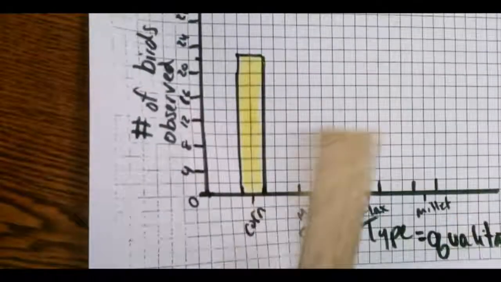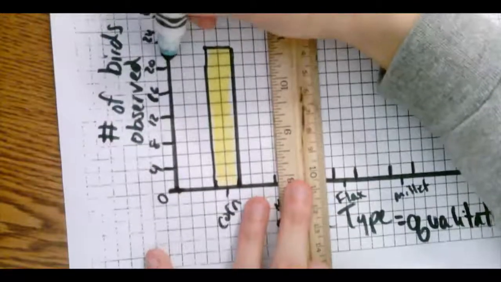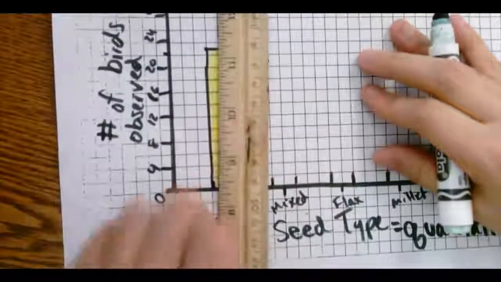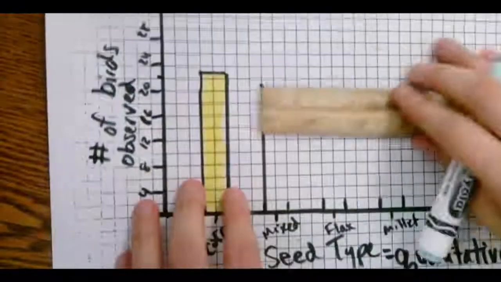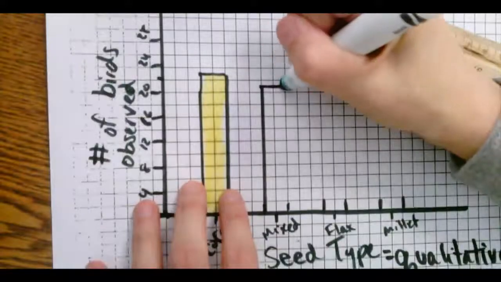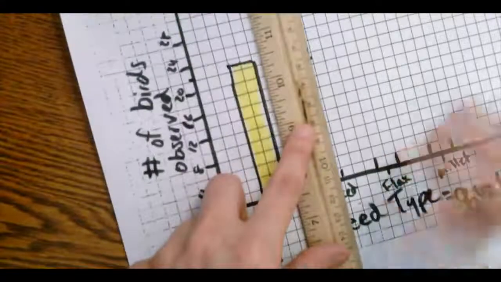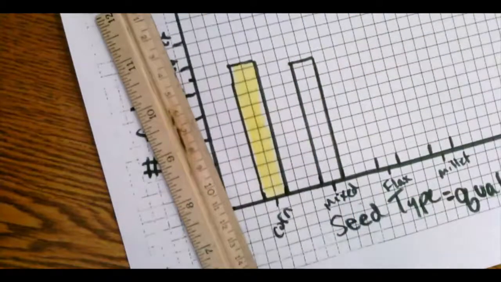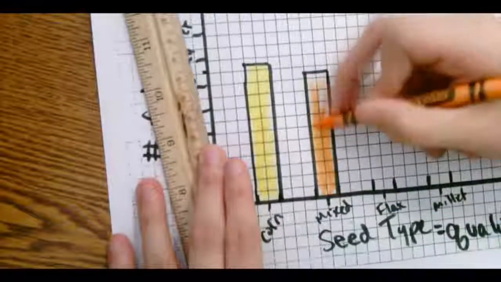All right, mixed seed is 21, so I'm going to find 21 halfway between 22 and 20. Come across. Use my straight edge to make my bars. So you see how my bars are nice and spaced out. They're nice and even and pretty. All right, this is going to make it easier for your pupils to read. Okay, remember in science, graphs are a way to share data. It's a way of communicating, and you want to make sure that your communication is nice and clear.